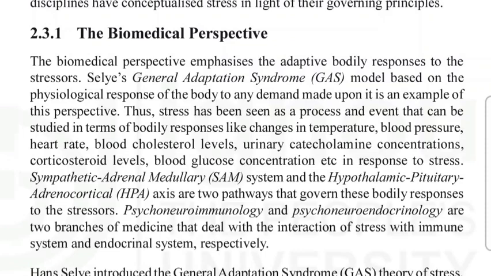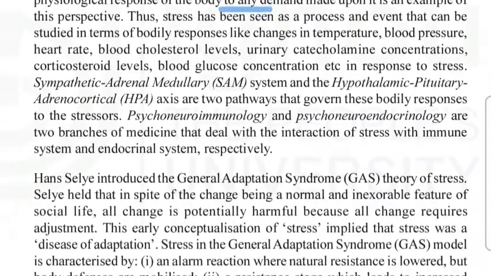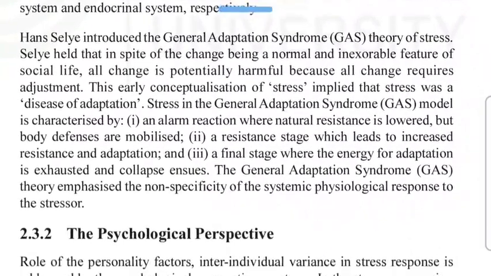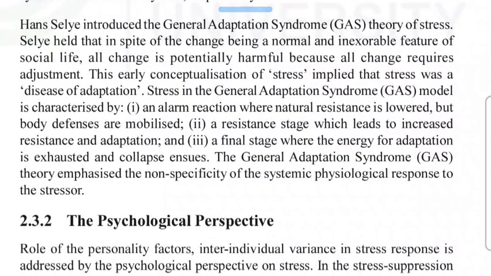Psychoneuroimmunology and psychoneuroendocrinology are two branches of medicine that deal with the interaction of stress with the immune system and the endocrine system, respectively. Hans Selye introduced the general adaptation syndrome, GAS theory of stress. Selye held that, despite change being a normal and inexorable feature of social life, all change is potentially harmful because all change requires adjustment. This early conceptualization of stress implied that stress was a disease of adaptation.